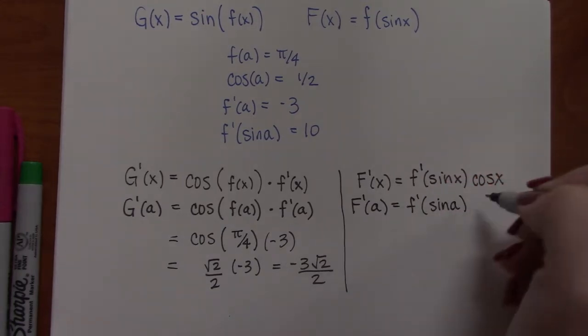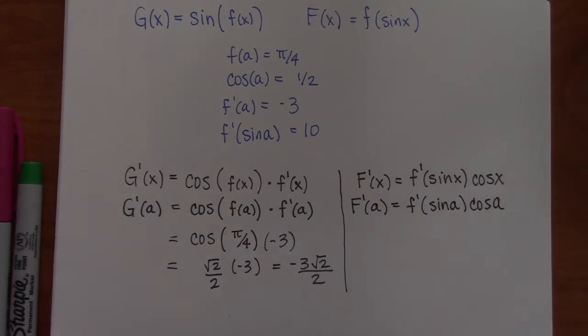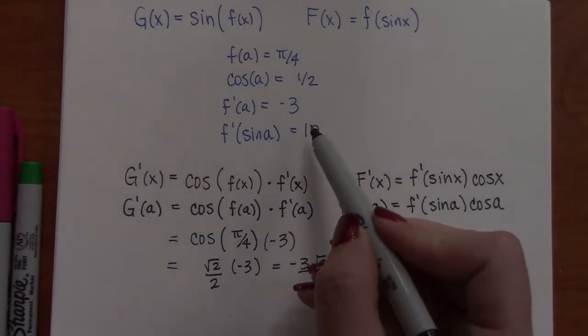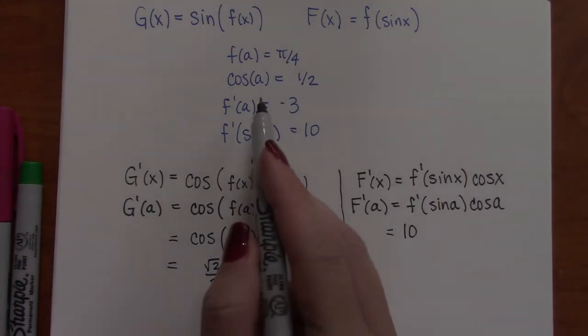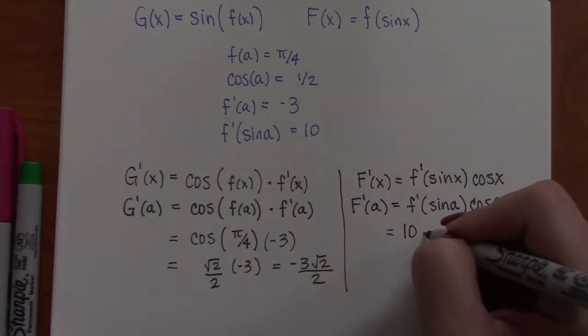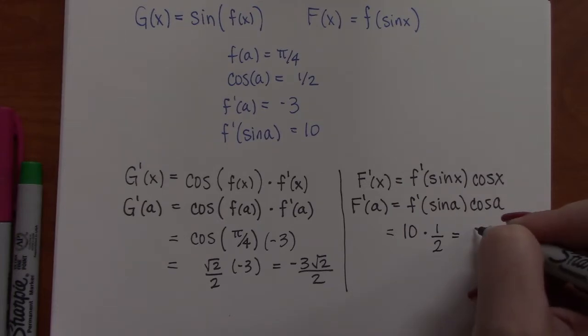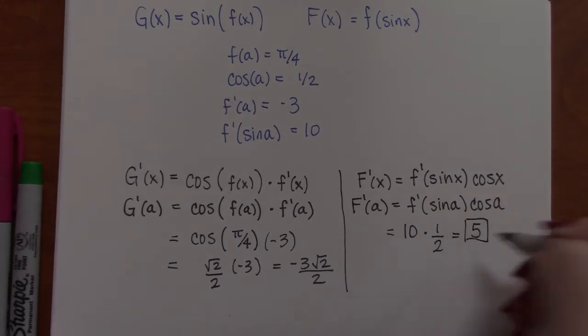and I think what made this problem tricky for a lot of people was they tried to combine steps. If you're not sure about these conceptual questions, literally do it piece by piece by piece, and you just copy down what's next. So now if I look at this, well, sine of A is not given, but f prime of sine of A was given, and it's 10. We actually gave you that entire piece. Cosine of A was given, and that's 1/2, so then 10 divided by 2 is 5.